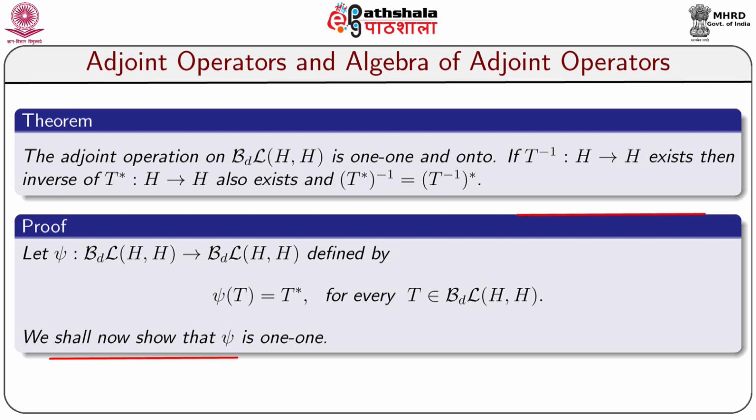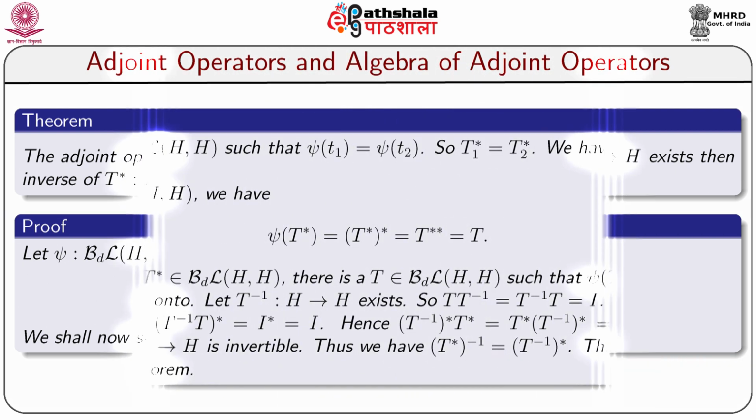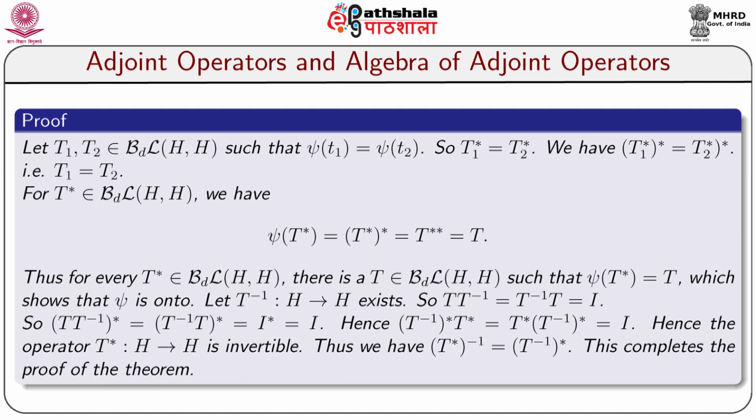Let psi be a mapping from B(H,H) to B(H,H) defined by psi T equal to T star for every T belongs to B(H,H). We shall now show that psi is one-one. Let T1, T2 belong to B(H,H) such that psi T1 equal to psi T2. So, T1 star equal to T2 star. We have star of T1 star equal to star of T2 star, that is T1 equal to T2.